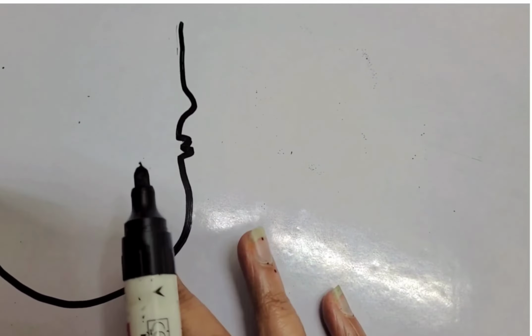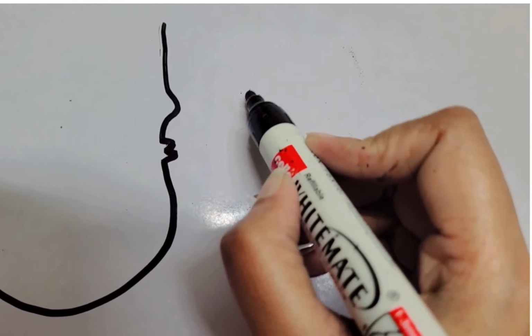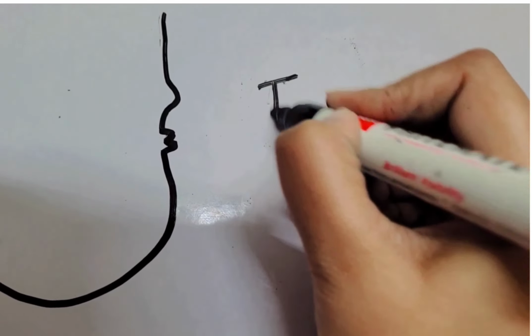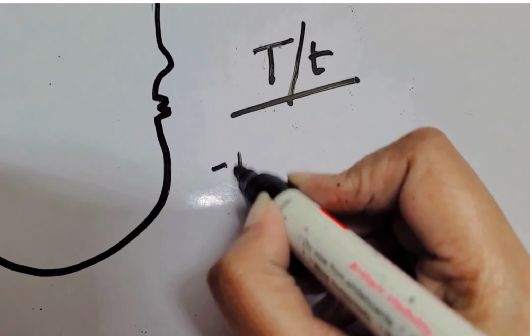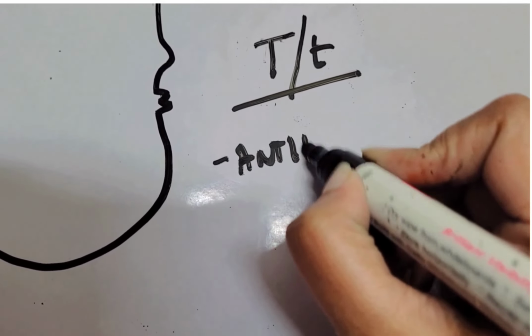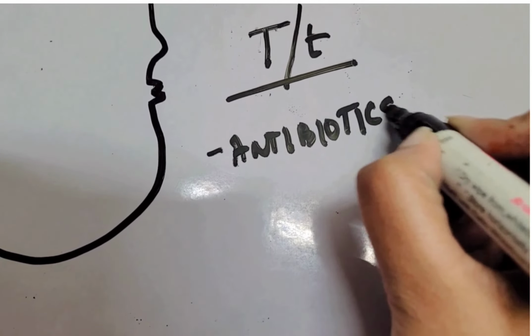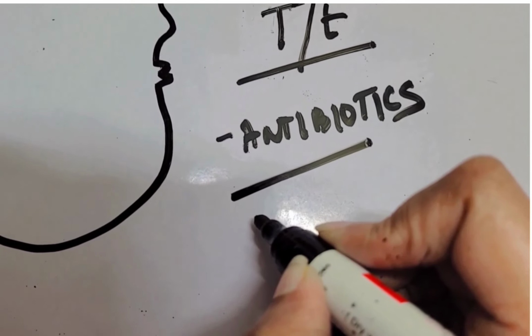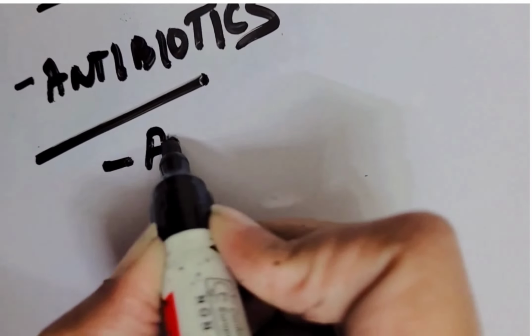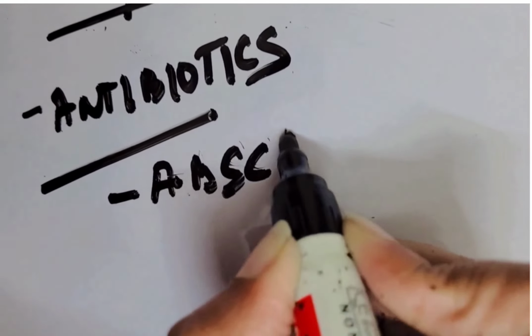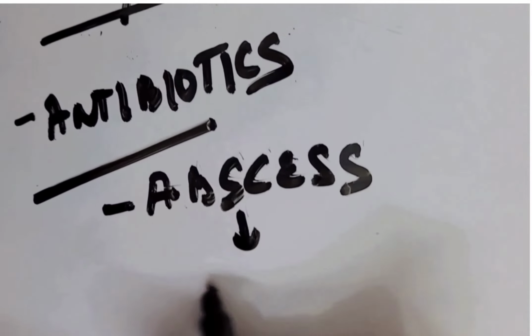So how do we treat this patient? What is the treatment of choice for any infection? It is antibiotics. So we give systemic antibiotics in Ludwig's angina. If an abscess is formed, treatment is always incision and drainage.